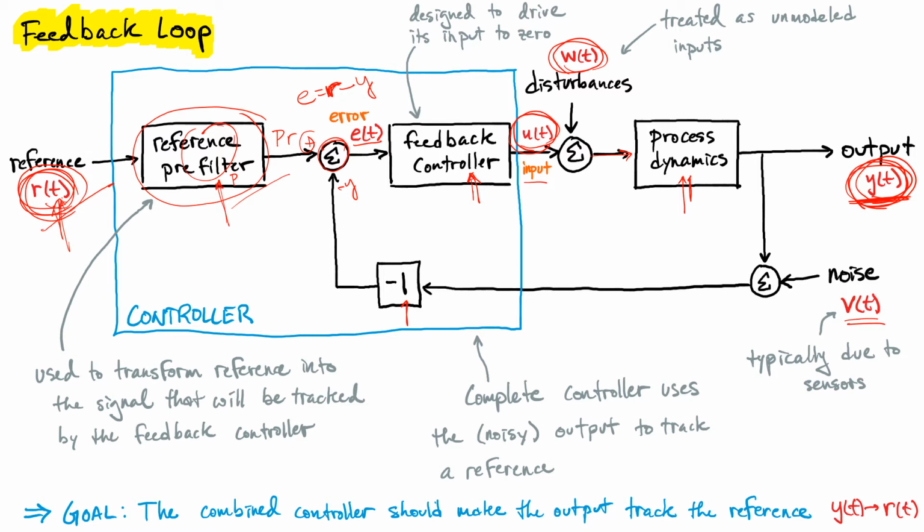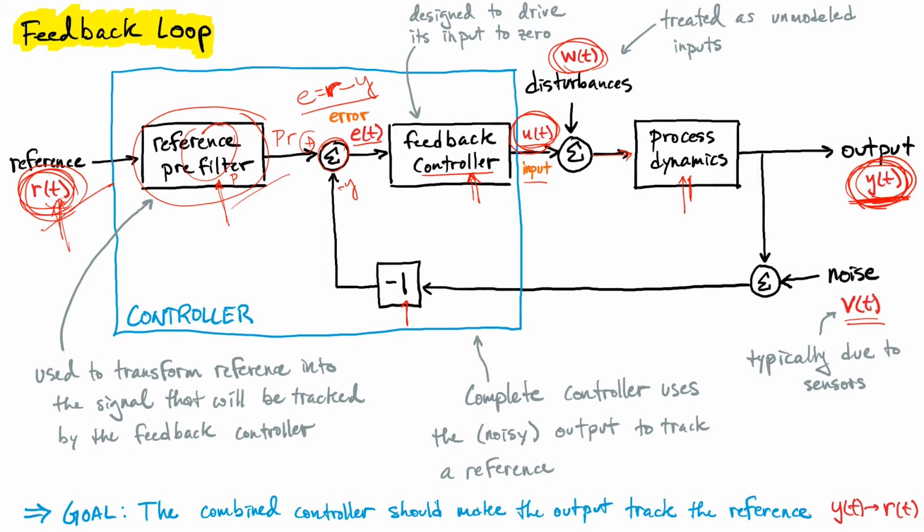But oftentimes we don't have that term, and so we're simply just sticking in the reference. And so again, you can kind of think about the error as simply a reference minus the output. And that error is what gets fed into the controller that produces then the input U. So that's the big picture.